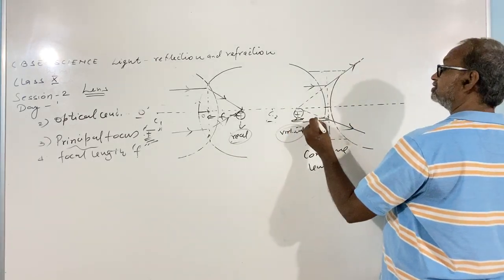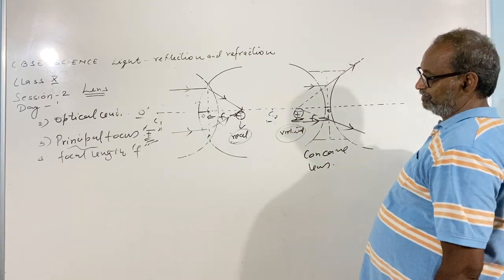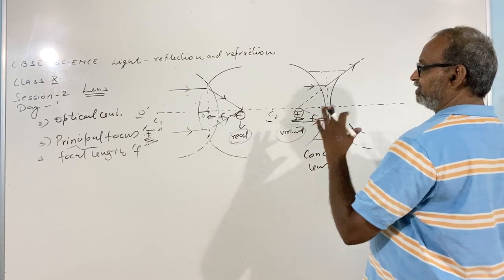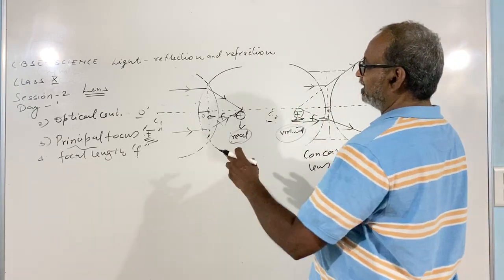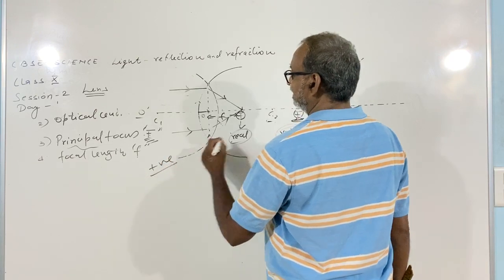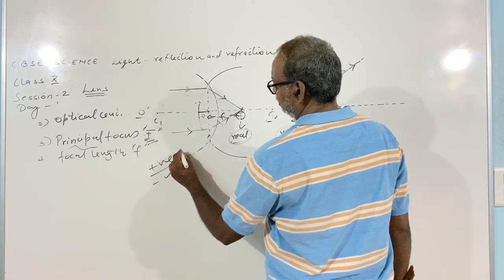Now, according to sign conventions, the focal length of the convex lens is positive and that of concave lens is negative.